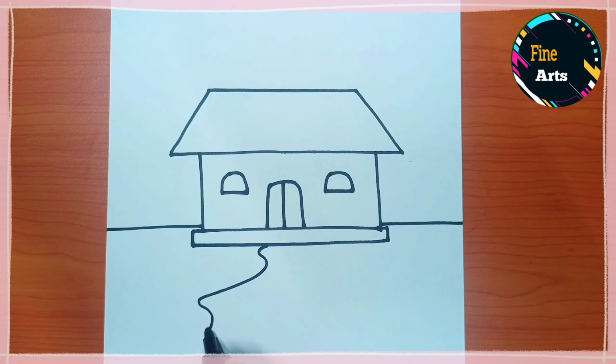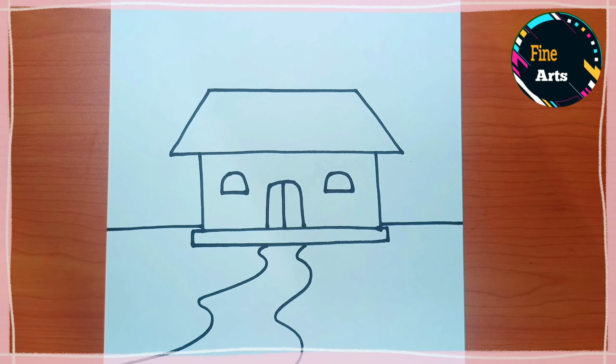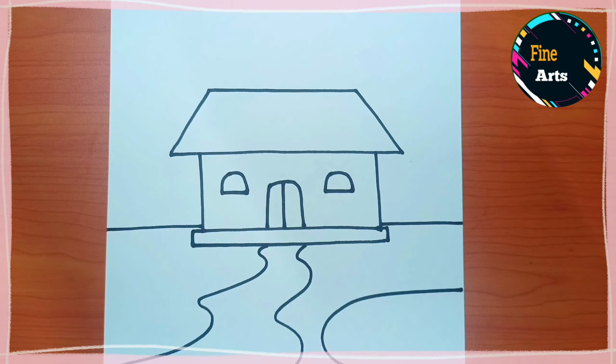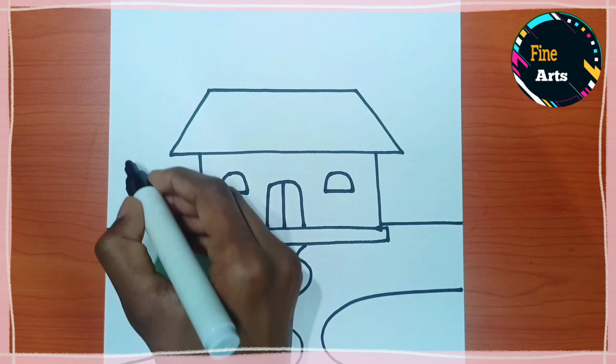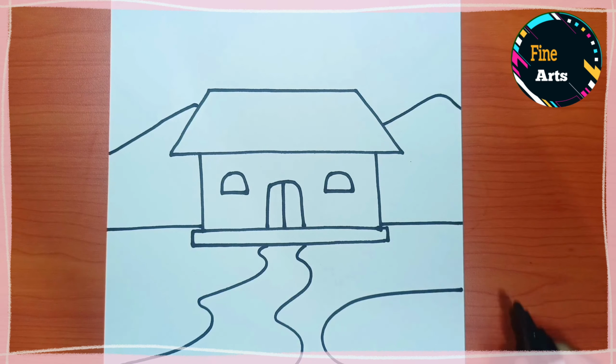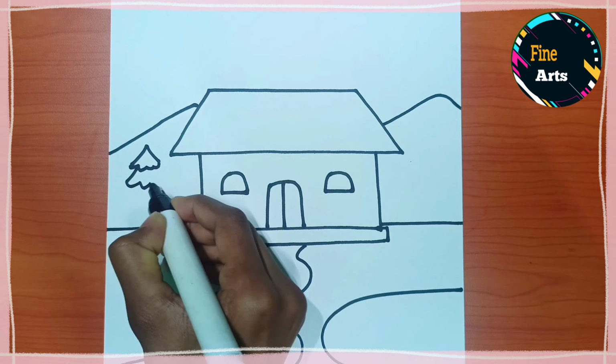Now I am drawing a road. Let's draw a pond. And now I am drawing some hills. It looks very beautiful. Now I am drawing some trees.